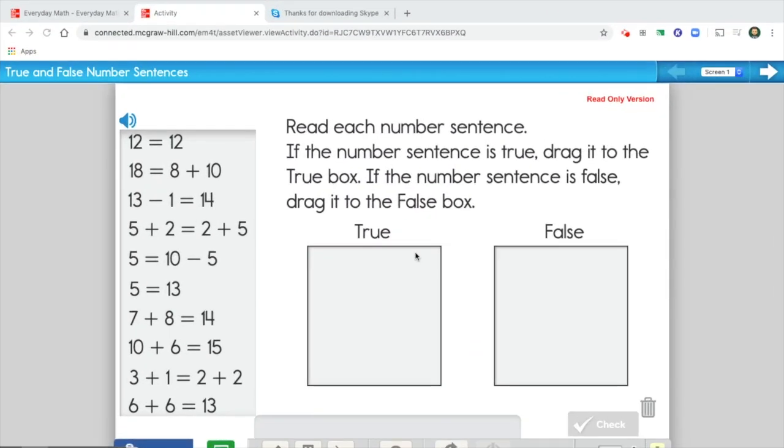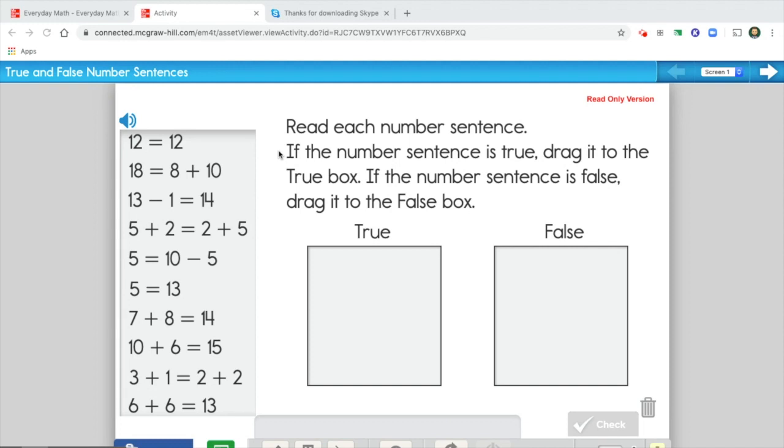Hi friends, and welcome to our true and false number sentences activity. I'll start by reading the directions. First, read each number sentence. You can see the number sentences located here on the left side of the box. Next, if the number sentence is true, I'm going to drag it to the true box. If the number sentence is false, I'm going to drag it to the false box. Now, you won't be able to drag this on your computer, but we're going to do the first 5 together, and then I'm going to challenge you to do the next 5.